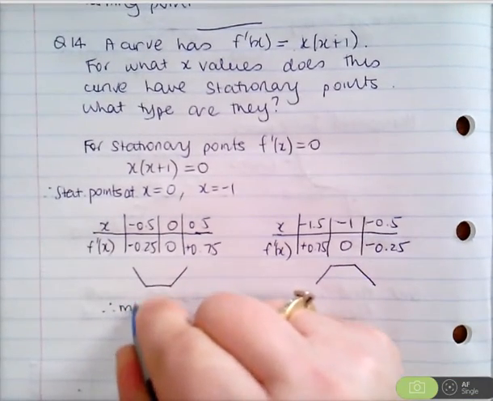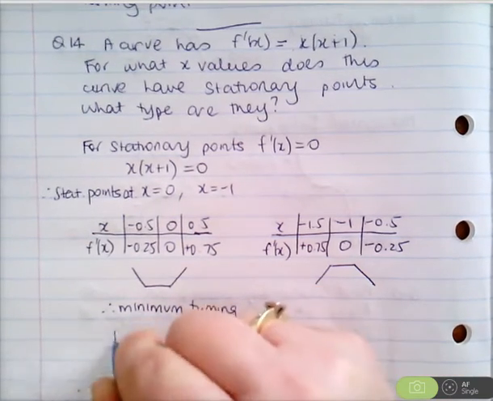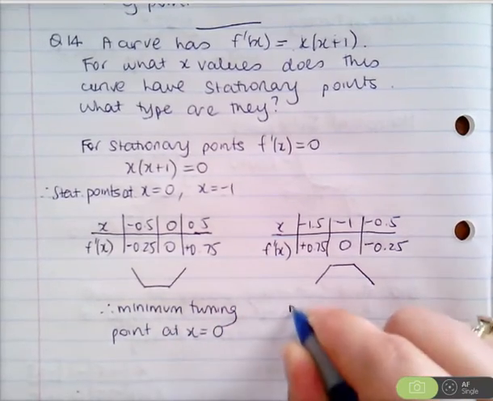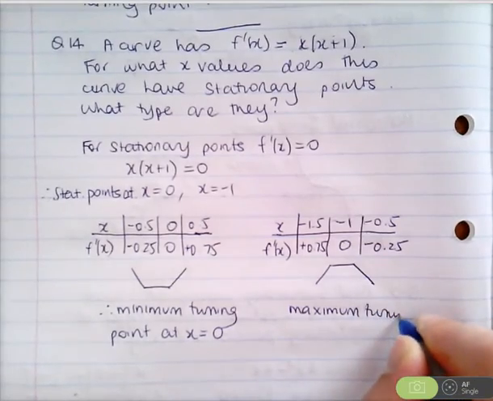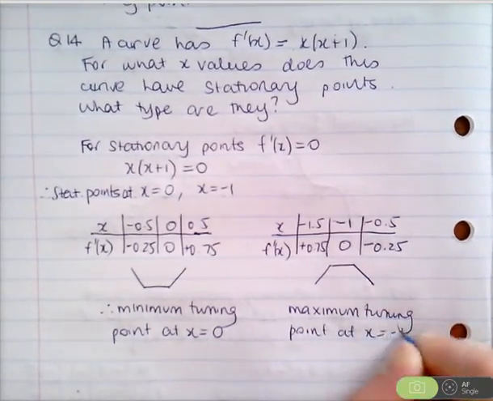So therefore, we have a minimum turning point at x equals 0, and we have a maximum turning point at x equals -1.